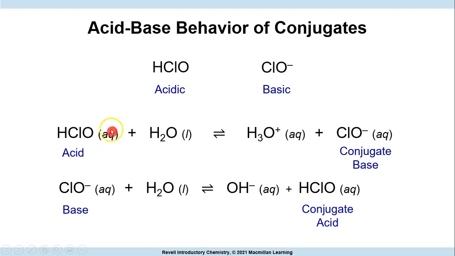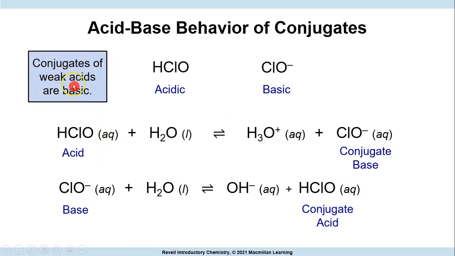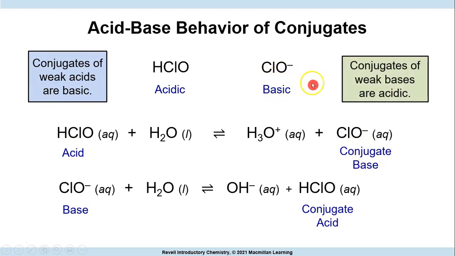Now what you observe here is that the conjugates of the weak acids are bases. So this is the weak acid, the conjugate here is the base, and this is the base that we have here. When we react that base, the conjugate of the base is a weak acid.